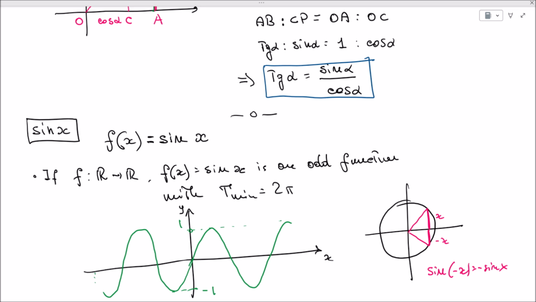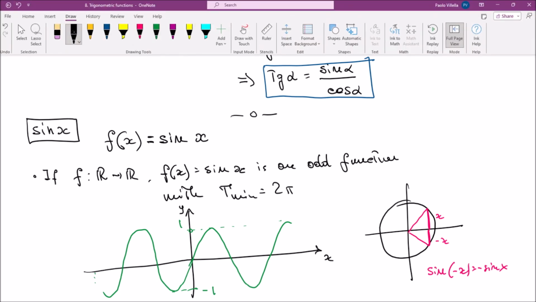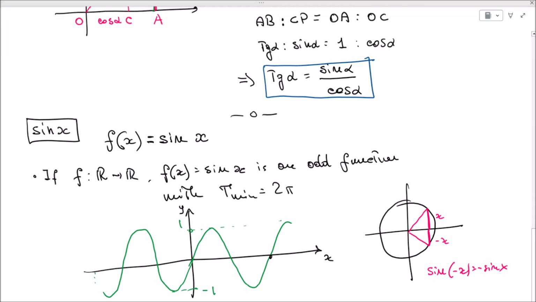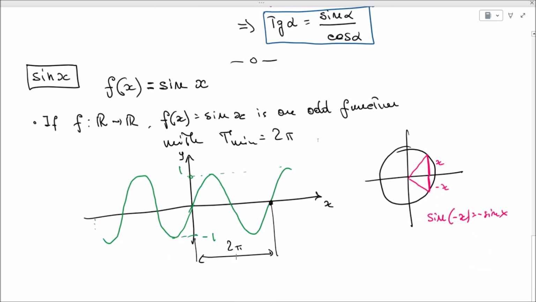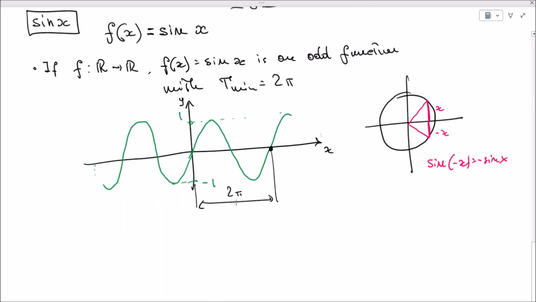So yes, this is indeed an odd function that repeats itself every 2 pi, because clearly if this is 2 pi, this is the minimal period. Okay, good. Clearly we see that this function is not injective nor surjective. So if we want to invert this function, we need to change the domain and codomain.